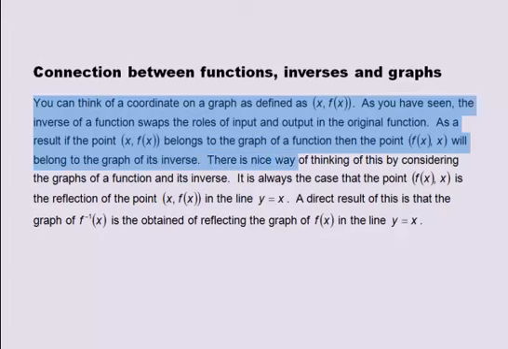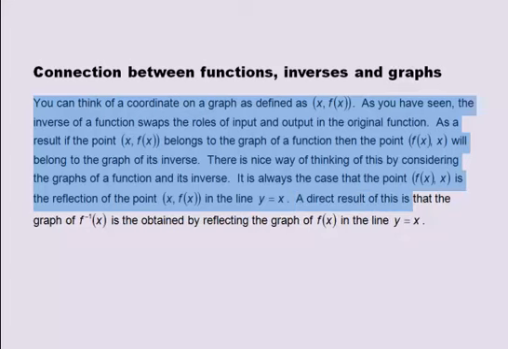There is a nice way of thinking of this by considering the graphs of a function and its inverse. It is always the case that the point (f(x), x) is the reflection of the point (x, f(x)) in the line y = x. A direct result of this is that the graph of f⁻¹(x) is obtained by reflecting the graph of f(x) in the line y = x.